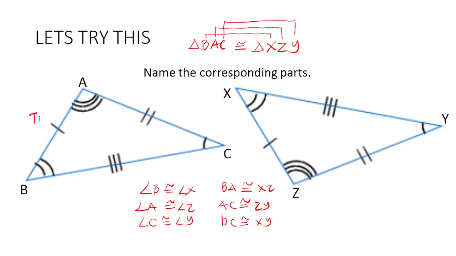If side AB is 7 units, what is the measurement of side XZ? Anyone? So if side AB is 7 units, what about side XZ, or side ZX? Yes, Irene. 7 units. If angle Z is 110 degrees, what is the corresponding angle and its measurement? Sherilyn.